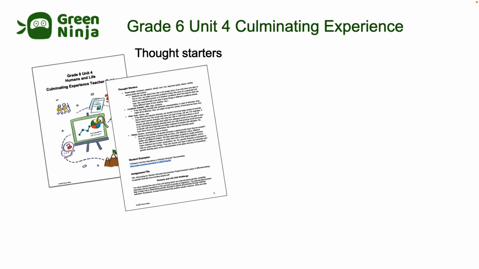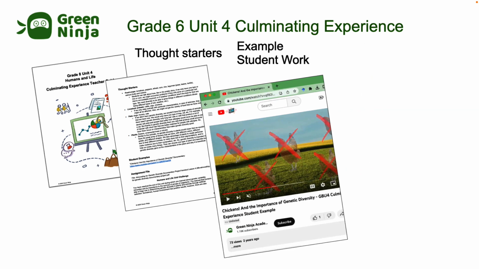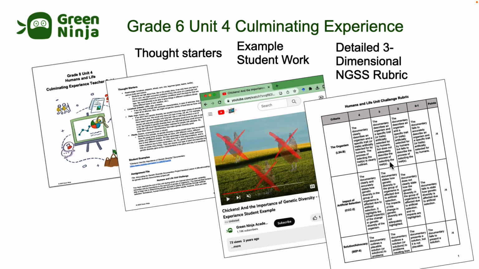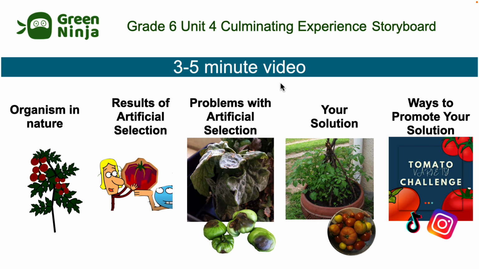It's got thought starters if students are struggling with which species they want to investigate. Example student work, in this case it's a link to a video. And our detailed rubric with categories for each of the 3 NGSS dimensions. The goal is for students to produce a 3 to 5 minute video with a bunch of different parts that you can see in this storyboard.